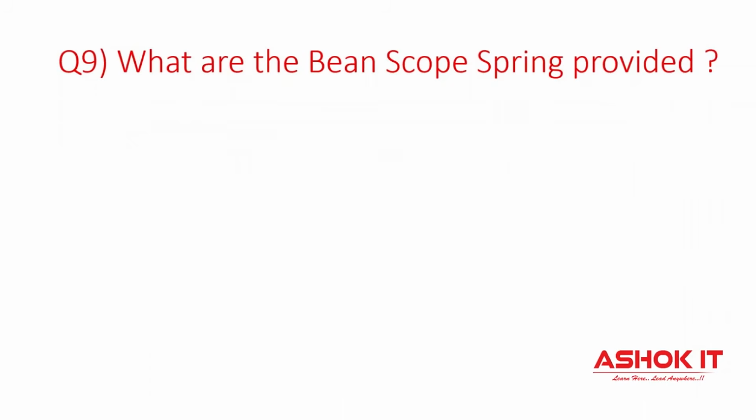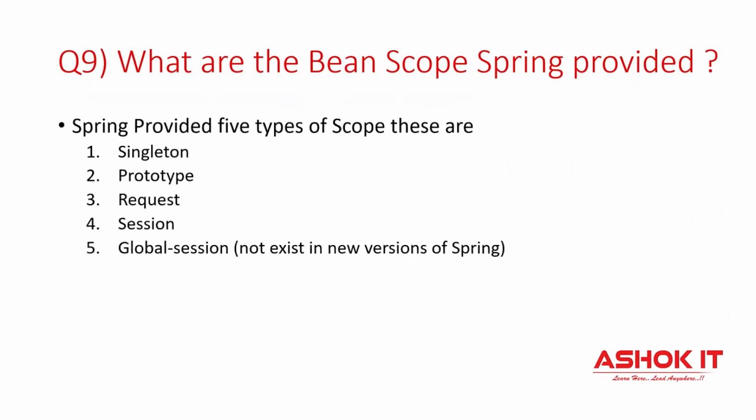Next question. What are the bean scopes in Spring? The general meaning of scope indicates how long an object is present in the container. There are a total of 5 scopes, but the 5th one is not available now. The first scope is singleton. This scope says a container is going to create only one object for our configuration. Prototype says every time a new object is created when you access it.